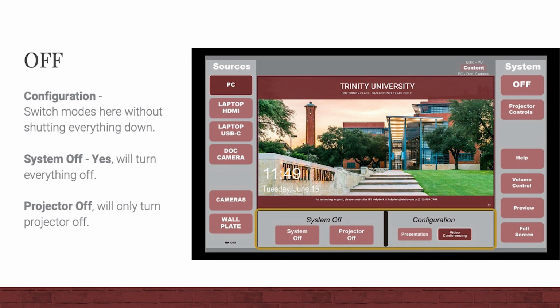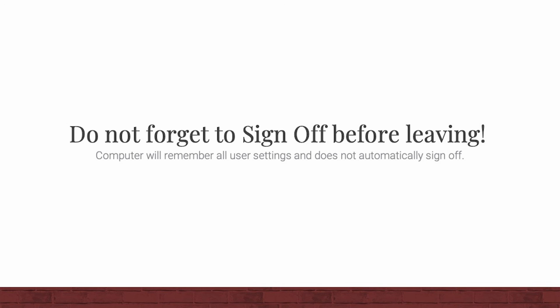Now, let's go back to the top to off. Under configuration, you can switch modes without restarting the system. Under systems off, you can turn off the projector or you can turn the system off. Do not forget to sign off before leaving the classroom. The computers will remember your user settings and will not log off automatically. Note that any data left on an unlocked computer is open to access to anyone.